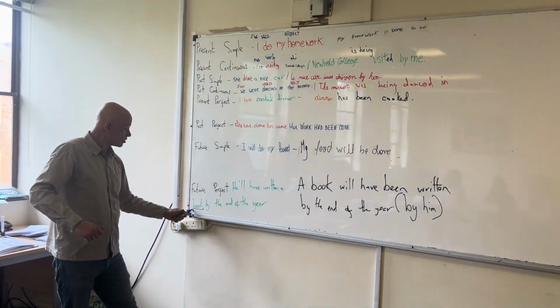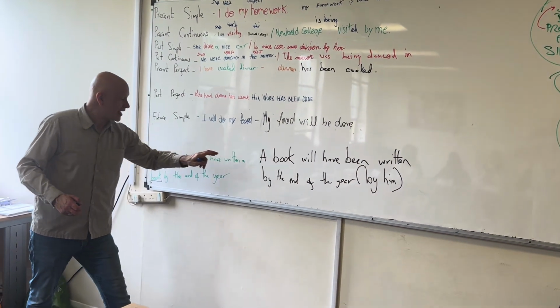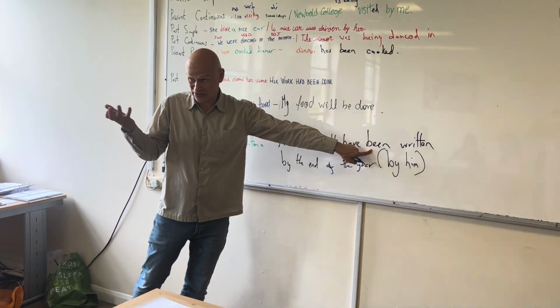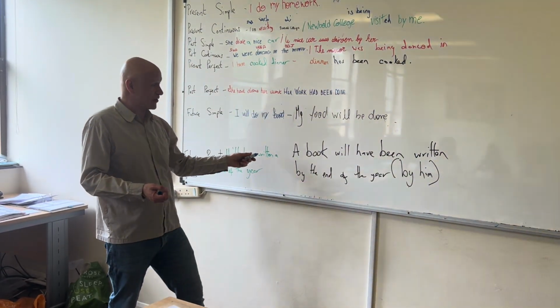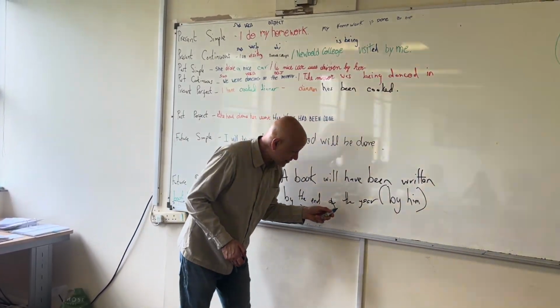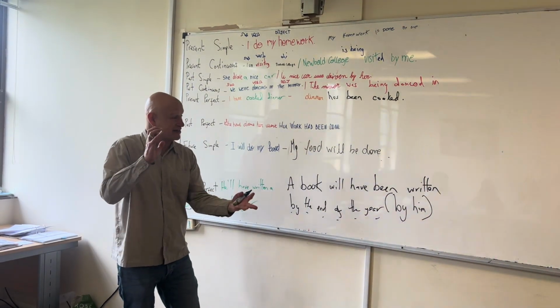A book, that's the object. Will have, add the verb to be in the right way. It's perfect, so it needs to be "been." And then the main verb, which is already the same. Then making sure you add the rest of the words in. You don't leave out a little word like "the" or anything like that.